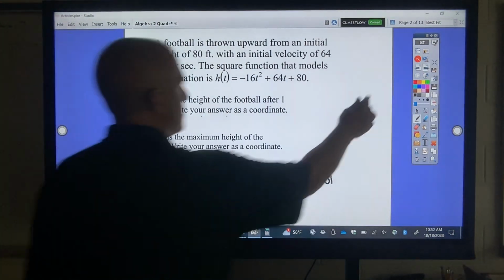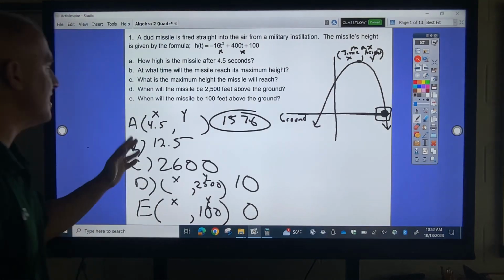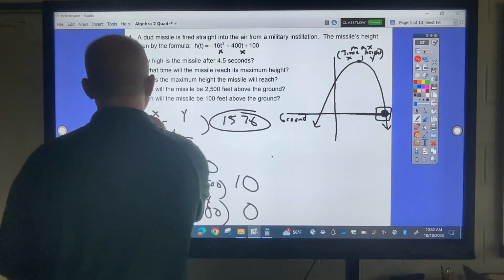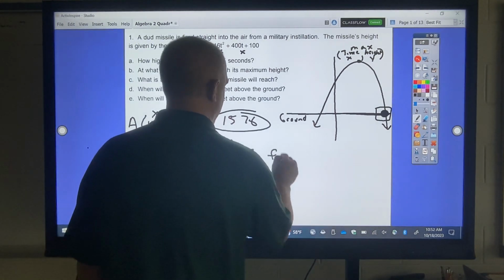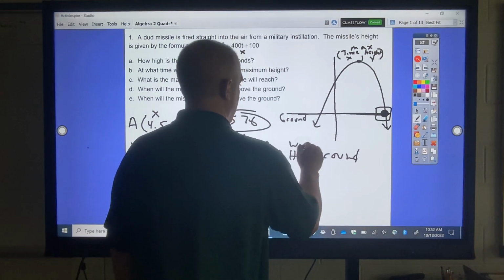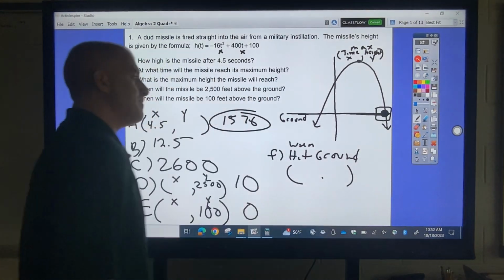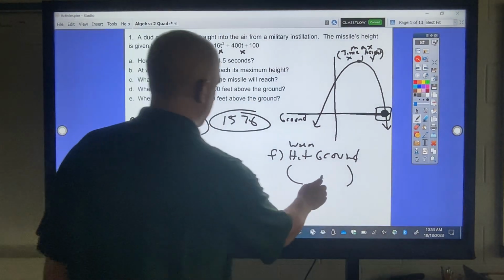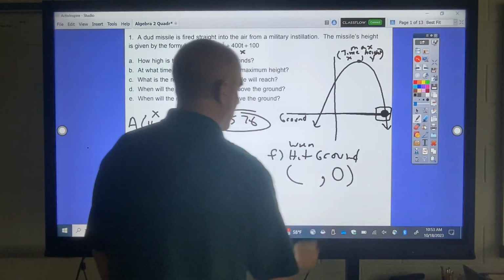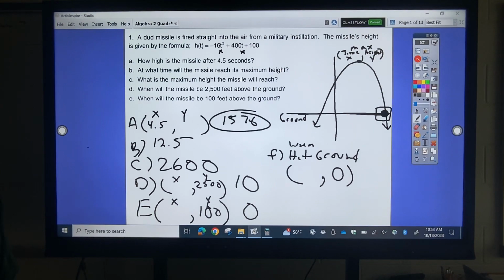Let me go back to this previous question, even though they didn't ask it. They said, when will it hit the ground? Let's say that was part F. When will it hit the ground? What does that mean for me? You can do this a couple of different ways. If the height is y, the question I'd want to know is, when is it going to be 0?